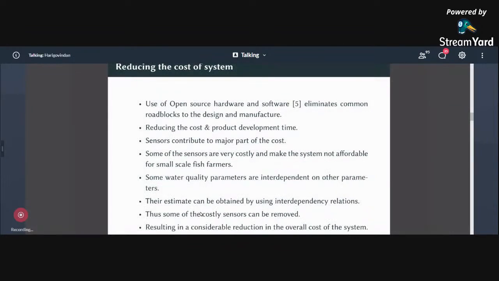Here we are taking the following approaches to reduce the cost of the system. We have used open source hardware and software to reduce the cost and product development time. And as you know, in a sensor network, sensors contribute the major part of the cost. Some of the sensors are very costly, which makes the system unaffordable to small scale fish farmers. So the approach we are taking here is called virtual sensing, in which we monitor some of the parameters using physical sensors, and other parameters are sensed virtually without sensors, by using some interdependency relations.